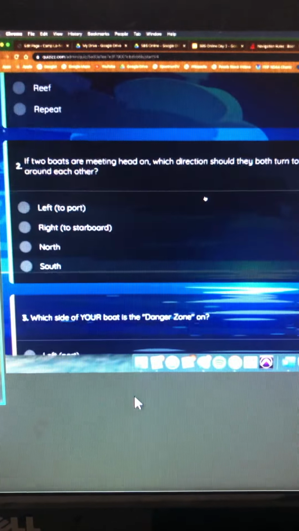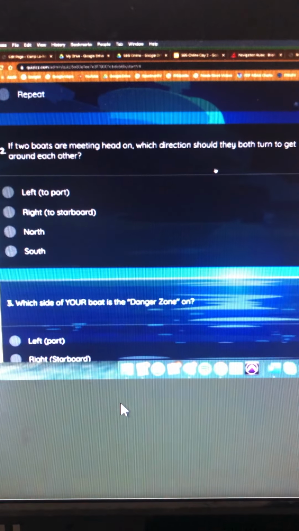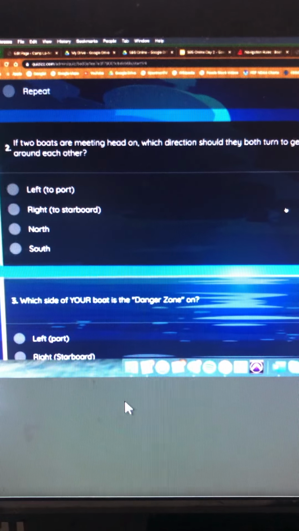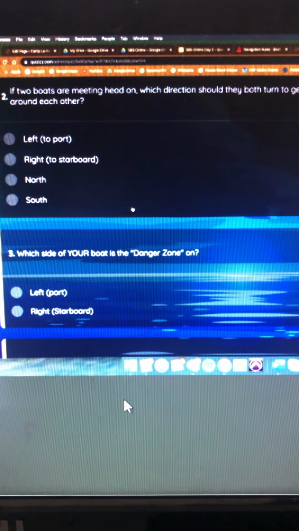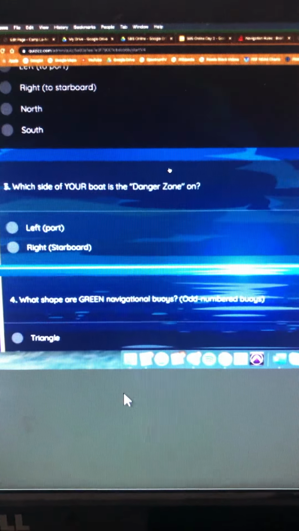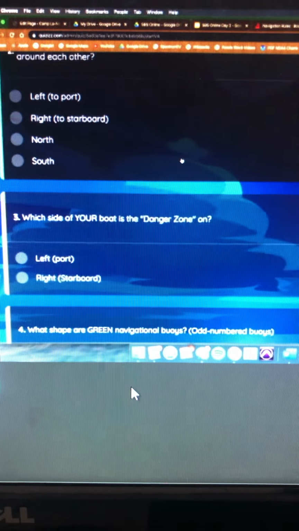If two boats are meeting head on, which direction should they both turn to get around each other? I included this little graphic right here. They are both turning right, or to starboard. So great job there.